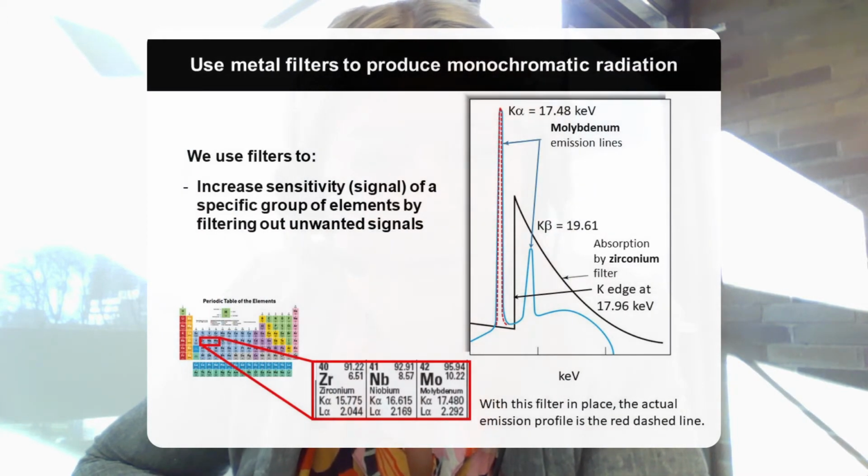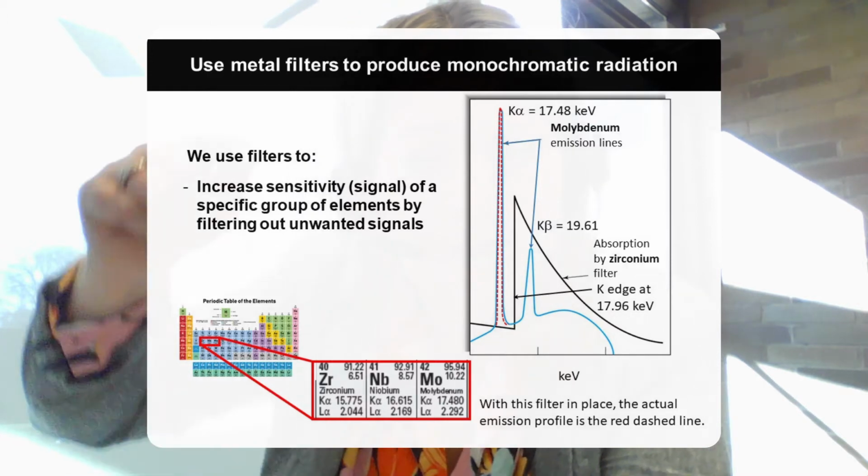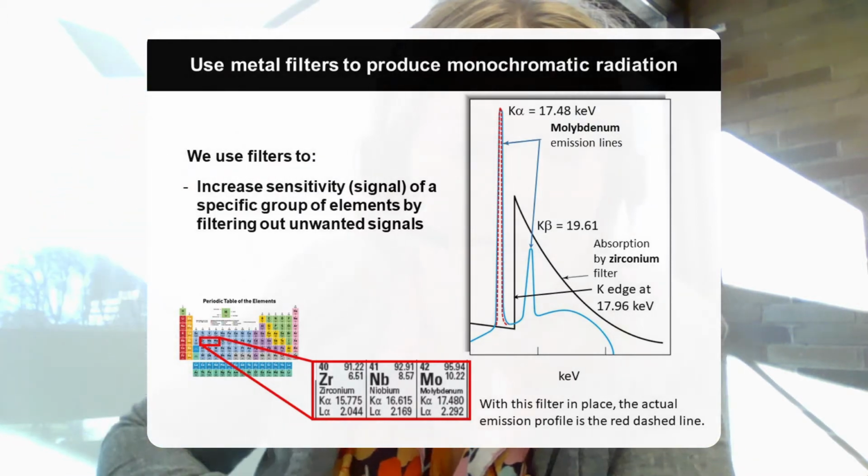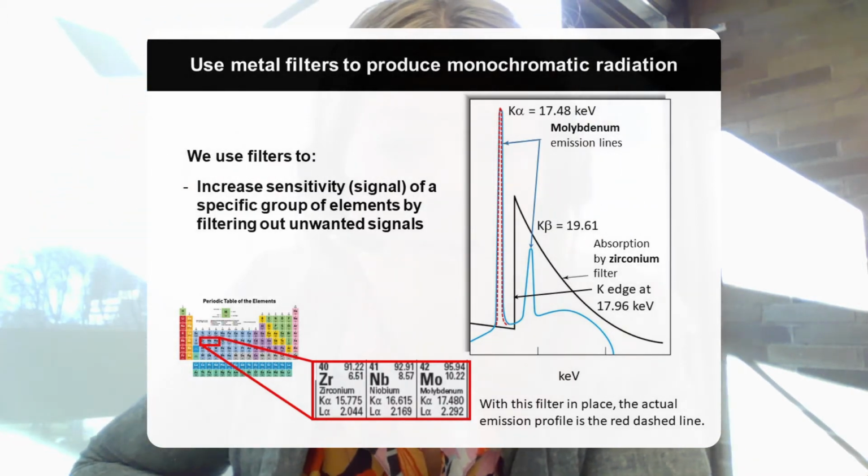So with this zirconium filter in place, the actual energy profile of X-rays interacting with the sample are shown by the red dashed line. So in effect, we are simply allowing the K-alpha peak to be emitted and everything that lies under this black curve to be blocked.